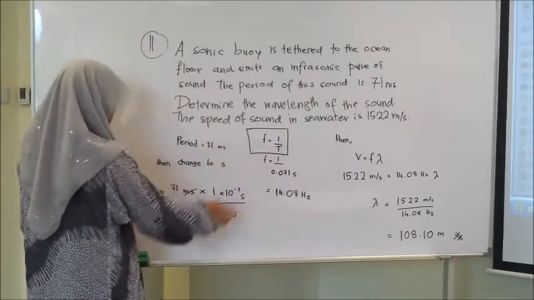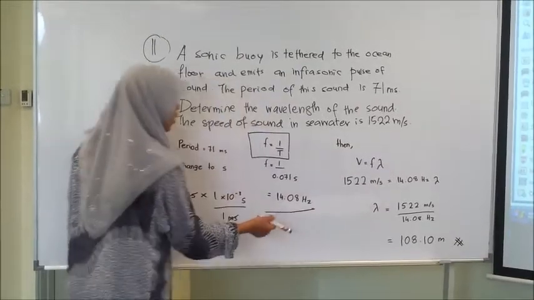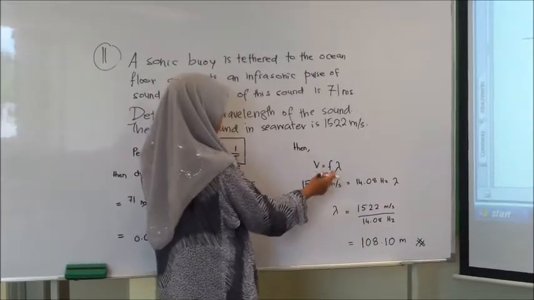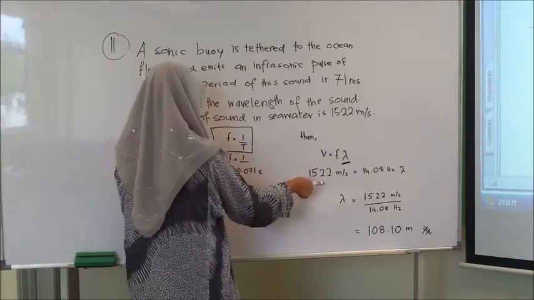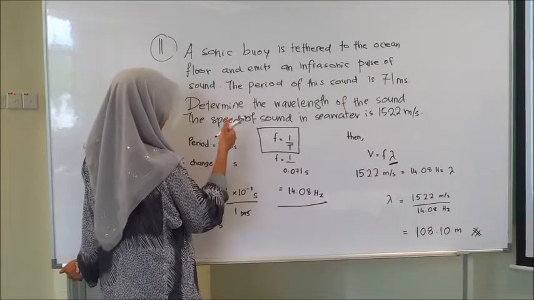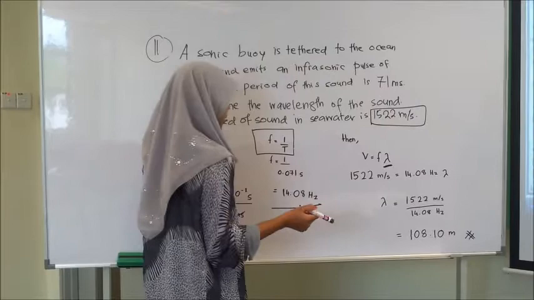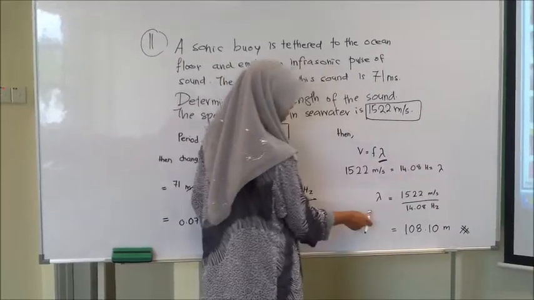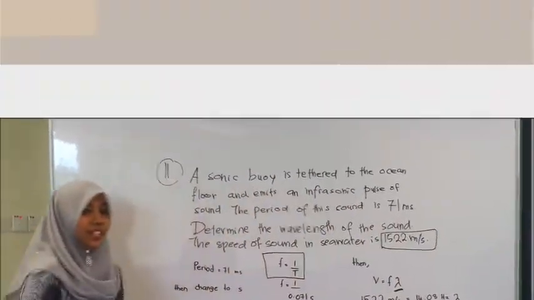To find the frequency, we use this formula. We substitute the period into it and we get this. Then we use V equals f lambda because we want to find the distance. Just substitute the velocity, which is 1,522 meter per second. Then we substitute the frequency and the answer is this.